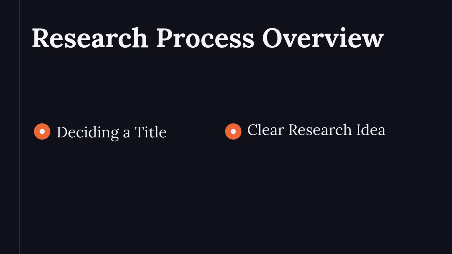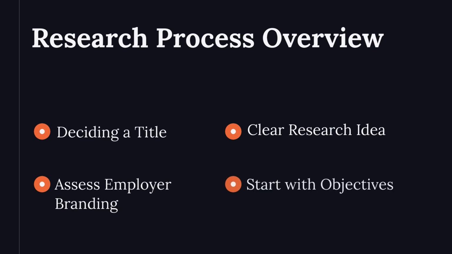The research process begins with deciding on a research title. Good titles give a clear idea of the research. Examples include assessments of employer branding and service quality. A common mistake is starting with an impressive title. Start with objectives to ensure efficient use of time.